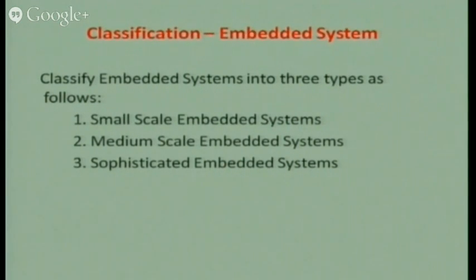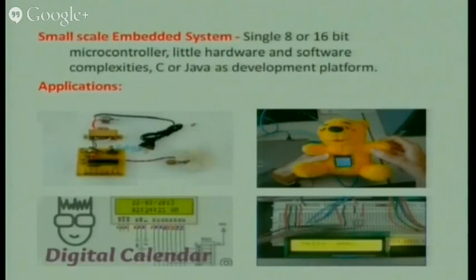These are classified into three main groups: small scale embedded systems, medium scale embedded systems, and the third one is the sophisticated embedded systems, or in some books they may write large scale embedded systems. Sophisticated and large scale are the same thing. So the first one is the small scale embedded systems.